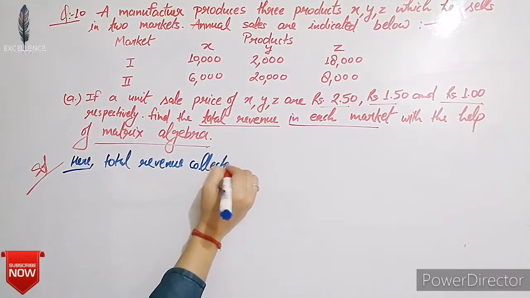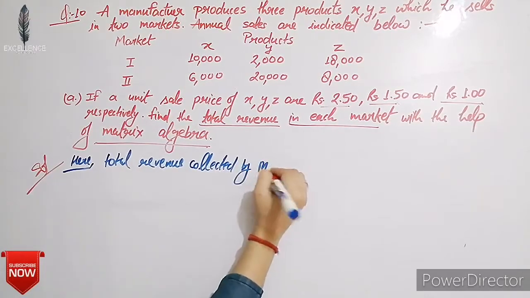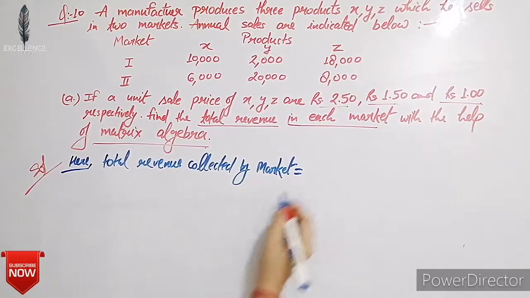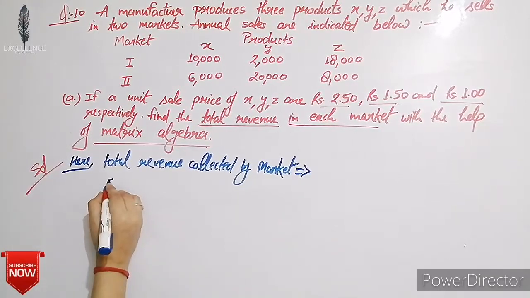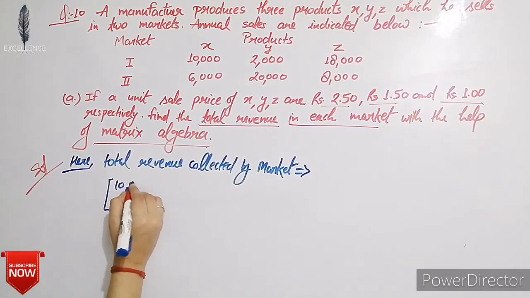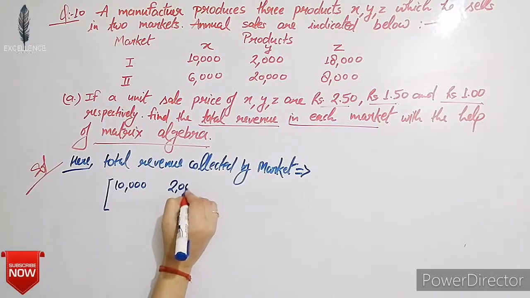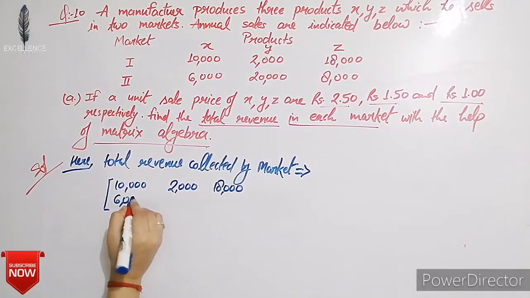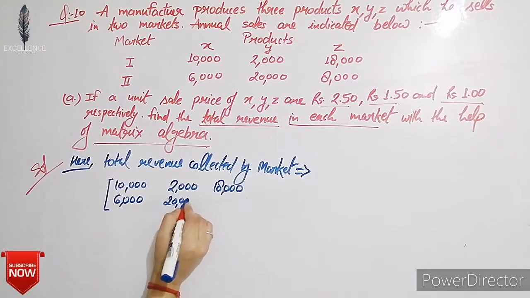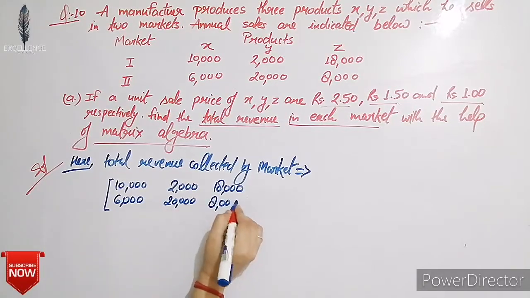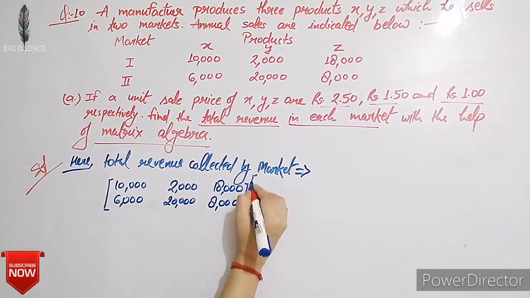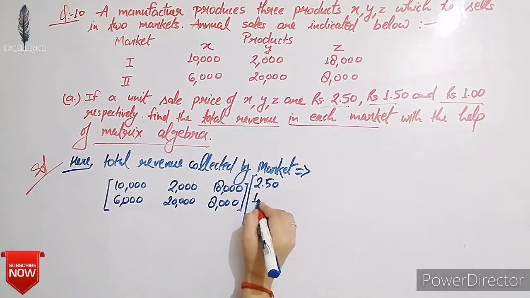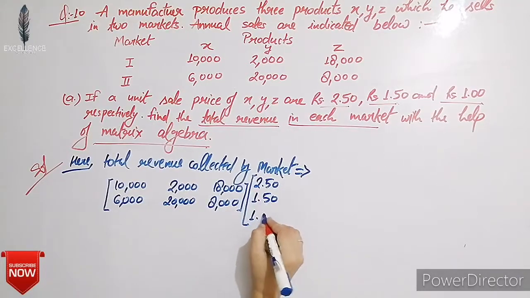Simply, here the total revenue collected by the markets is equal to the first matrix, denoted by the products: the first row is 10,000, 2,000, 18,000, and the second row is 6,000, 20,000, 8,000, multiplied with the column matrix, that is the price: 2.50, 1.50 and 1.